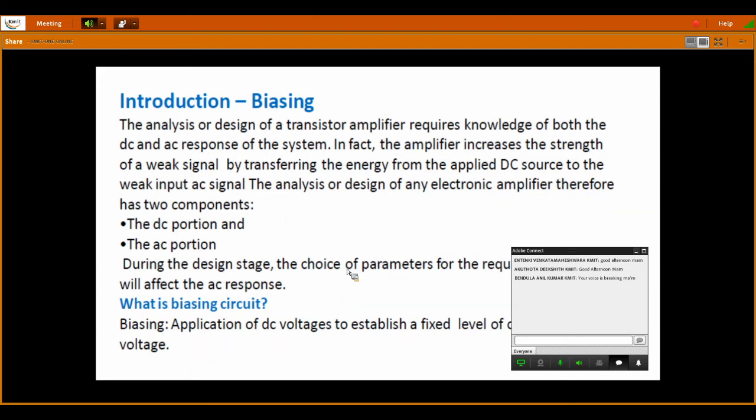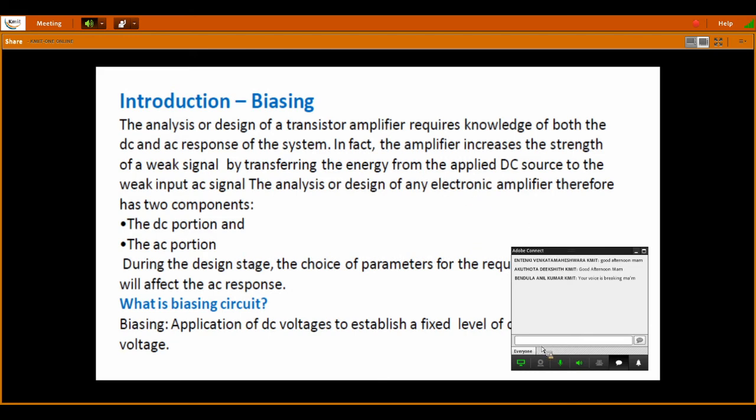So biasing is done with the DC portion, which can be analyzed with the DC portion as well as with the AC portion. Biasing is the application of DC voltages to establish fixed levels on the output voltages. So, applications of DC voltages.